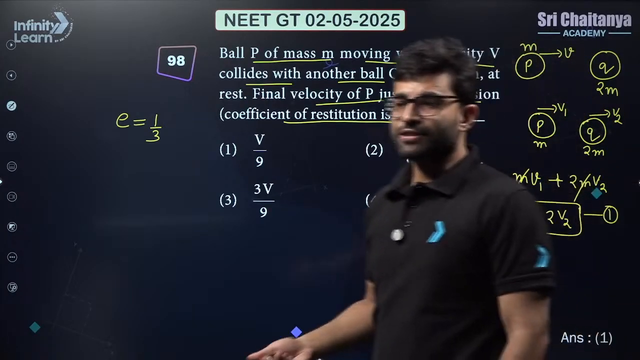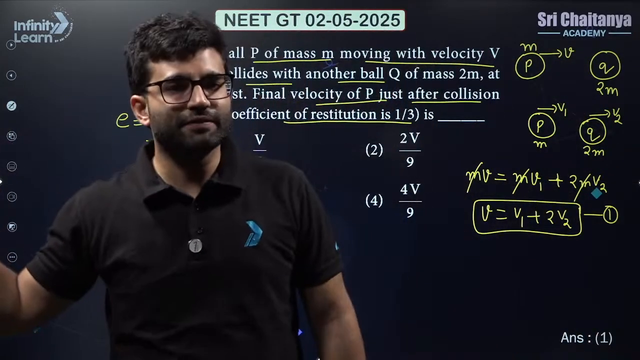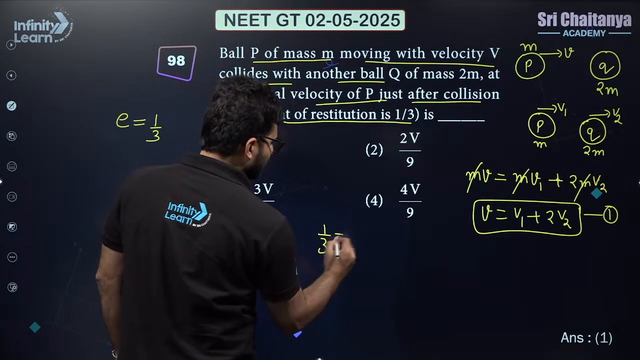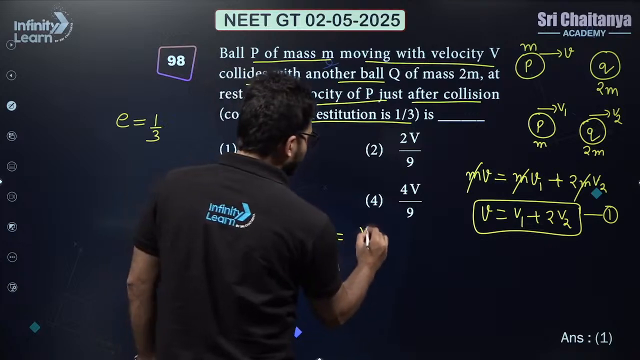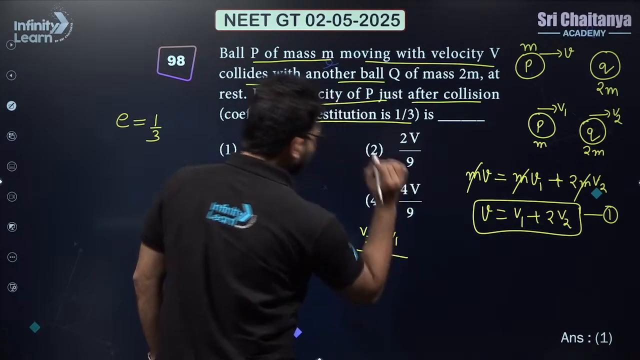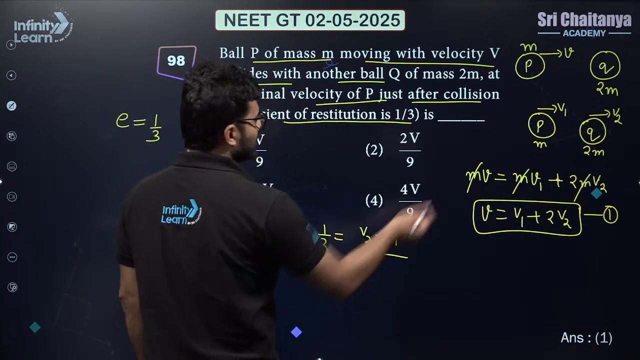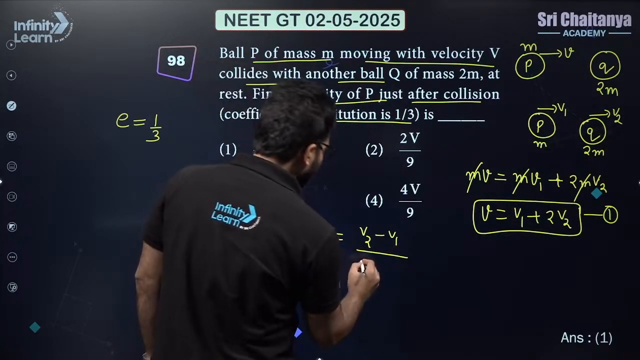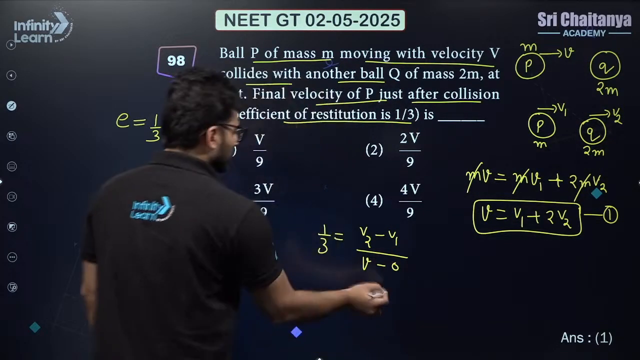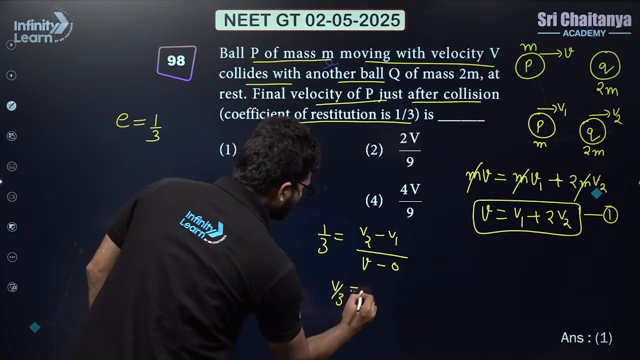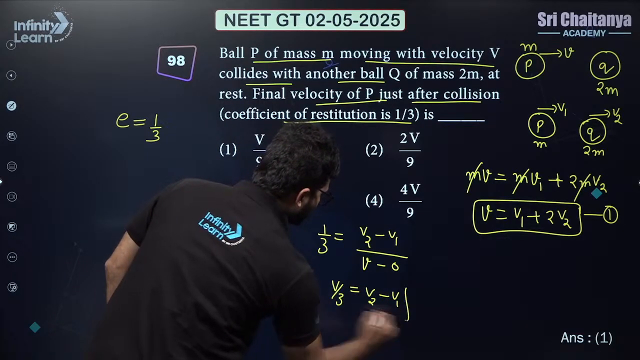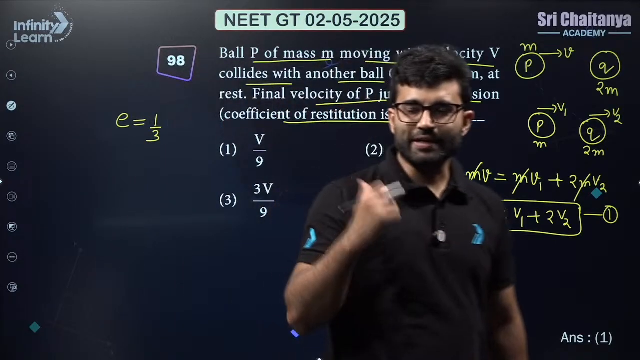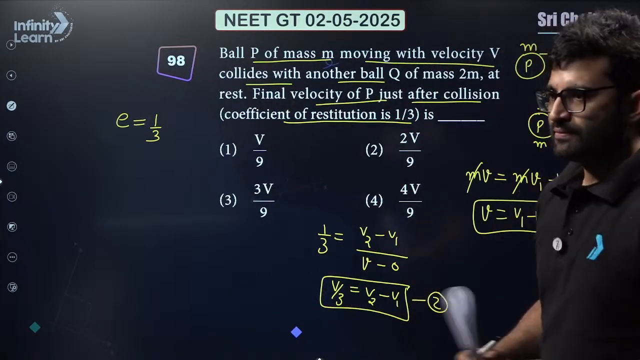Where will I get the second equation from? The coefficient of restitution is given to you, that is 1 by 3, right? So let me make the other equation also. 1 by 3 is equal to v2 minus v1 upon u1 minus u2, right? So v2 minus v1 upon u1. What is u1? v minus 0. So from here you can see that v by 3 is equal to v2 minus v1, right? So now you have two equations and two unknowns, and you have to solve for them. You can calculate the values of v1 and v2 from here. Is that very, very clear?